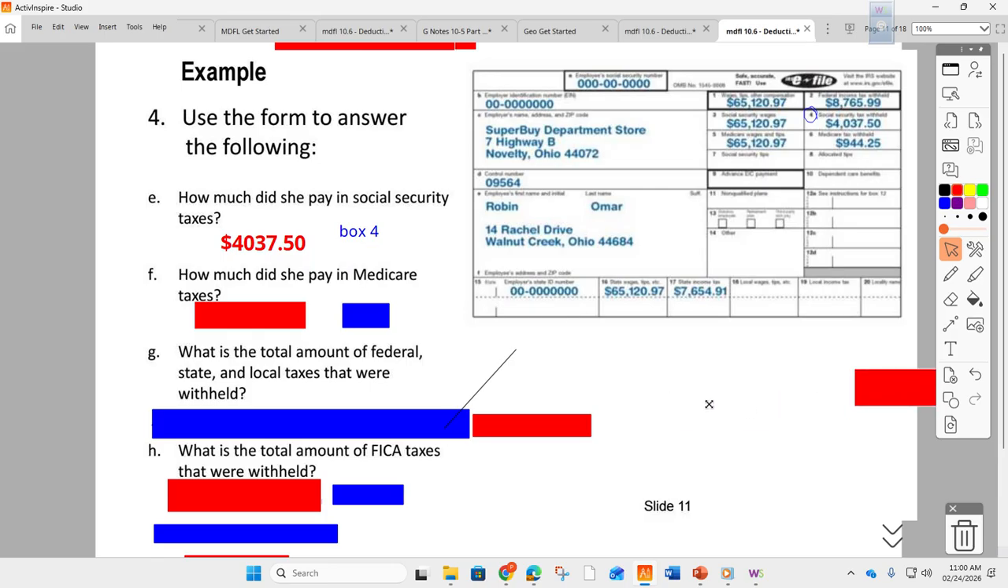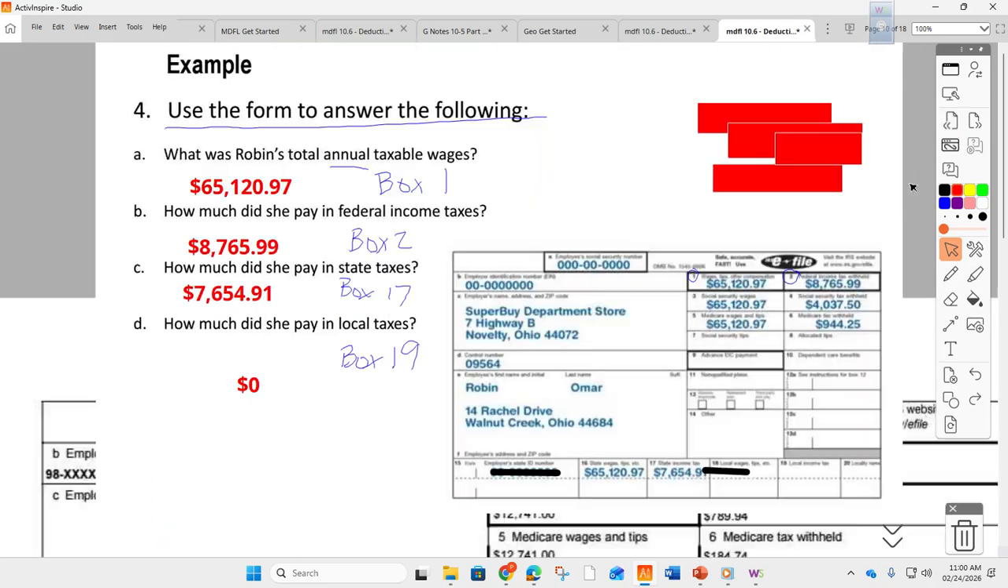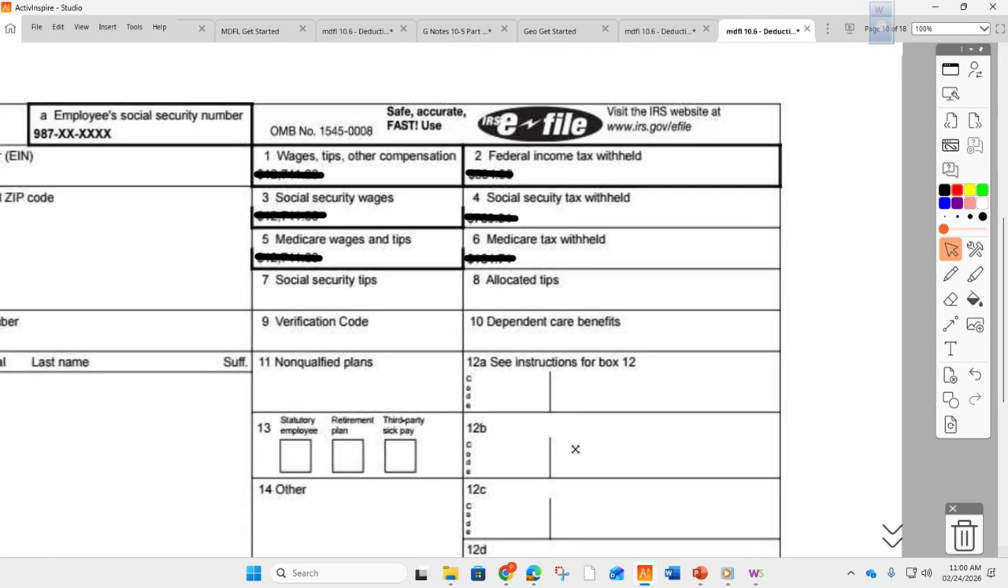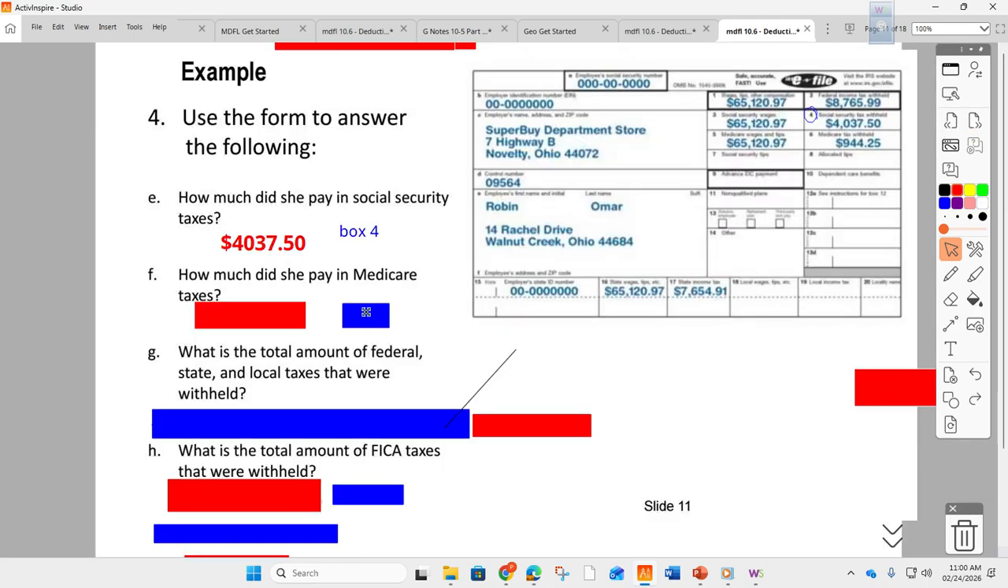How much did you pay in Medicare taxes? What box number would that be? Kalani? Can you read it? I'll put up the other. I'll read it from the other side. So we're looking at Medicare taxes. What's the box number for Medicare? Yes, 6. So box 6, and that's $944.25.